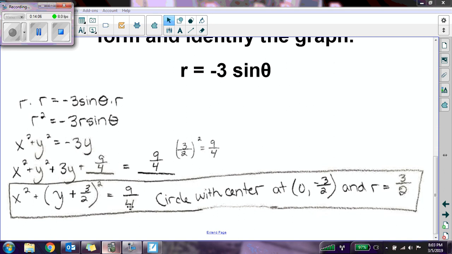So then from here, we end up with a circle equation, with our x value being 0 for our center. In this case, the y value ends up being the opposite, so negative 3 over 2. And our radius ends up being the square root of this, which is 3 over 2.